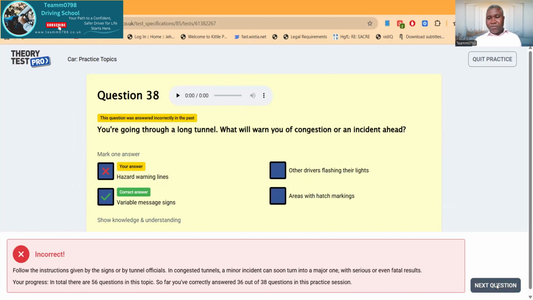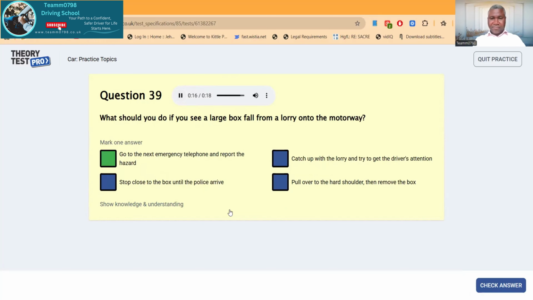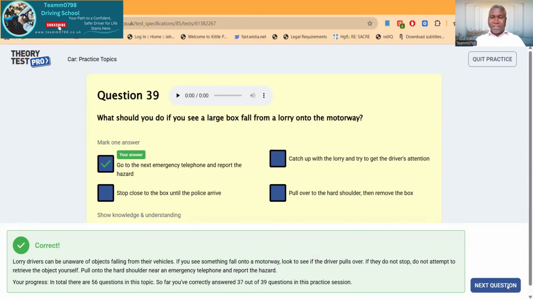What should you do if you see a large box fall from a lorry onto the motorway? Go to the next emergency telephone and report the hazard. Catch up with the lorry and try to get the driver's attention. Stop close to the box until the police arrive. Pull over to the hard shoulder, then remove the box. The correct answer is go to the next emergency telephone and report the hazard. That sounds the most sensible answer.